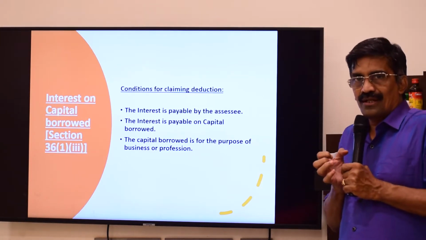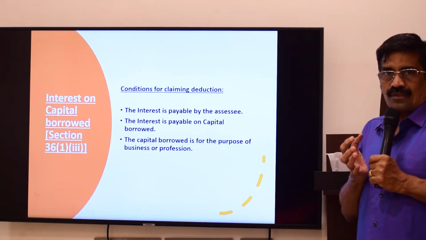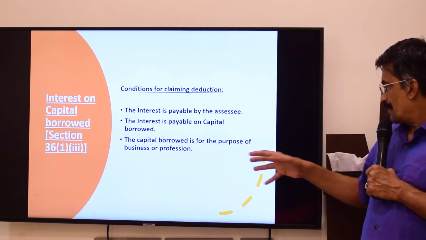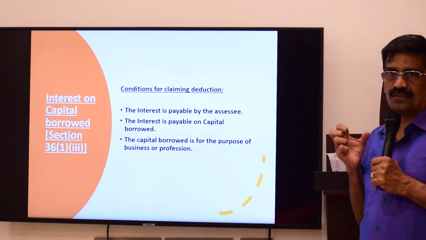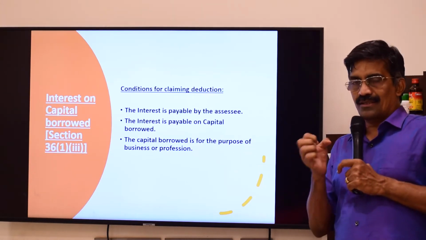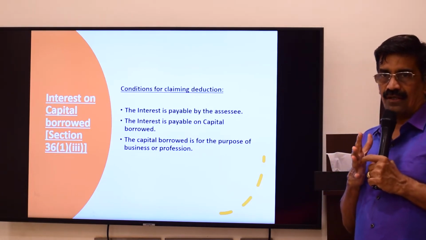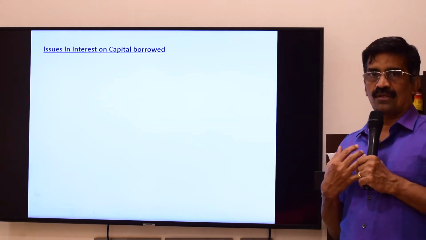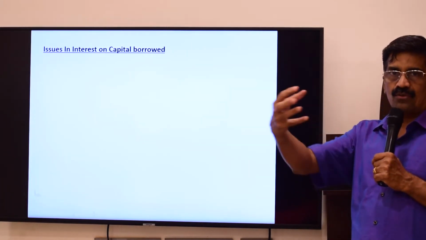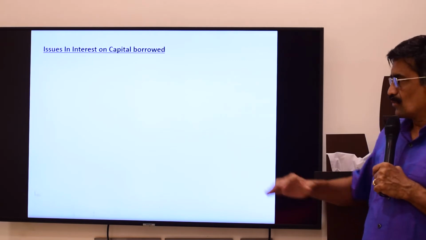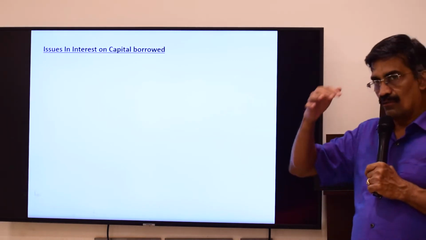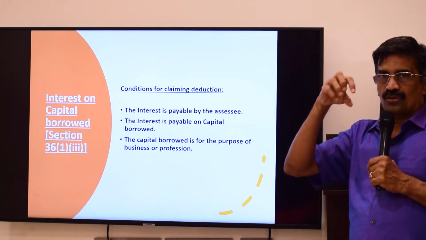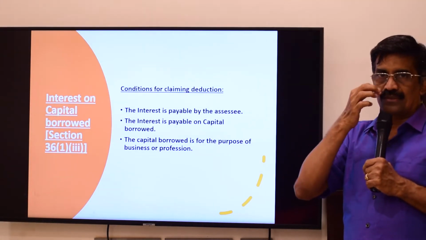What is actually creating controversy, and why section 36(1)(3) is very important, is primarily because of condition number 3. The capital borrowed is for the purpose of business or profession. This is where the assessee and the department are basically fighting on this issue, where the assessee feels he has borrowed for the purpose of business or profession, whereas the department feels the capital is not borrowed for the purpose of business or profession. So when you go through the conditions, it's pretty obvious for you. The controversy surrounds the point, whether the capital is borrowed for the purpose of business or profession.